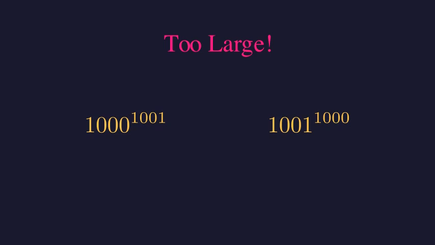Imagine two massive towers of numbers standing side by side. On the left, we have 1000 raised to the power of 1001. On the right, we have 1001 raised to the power of 1000. Calculating these directly is impossible for a standard calculator, as the results would contain thousands of digits.